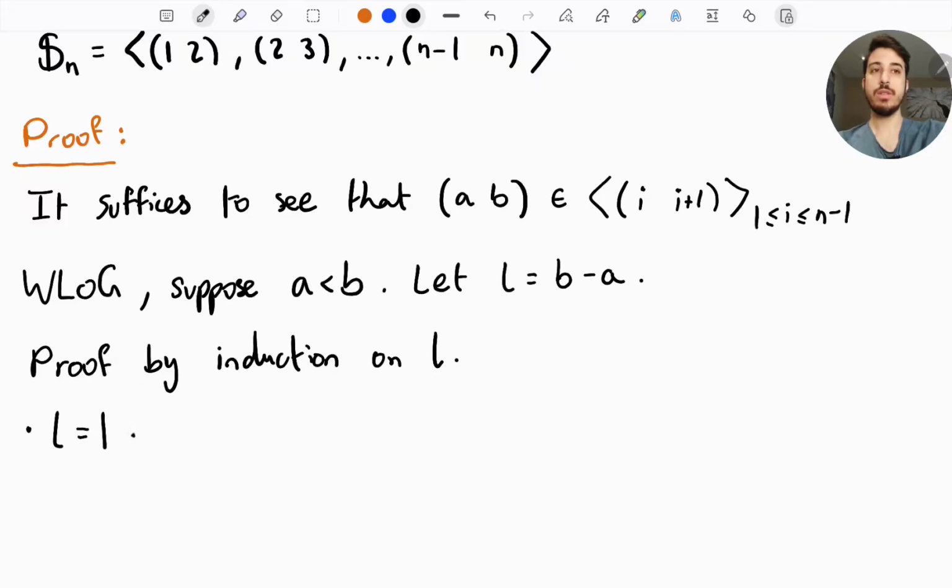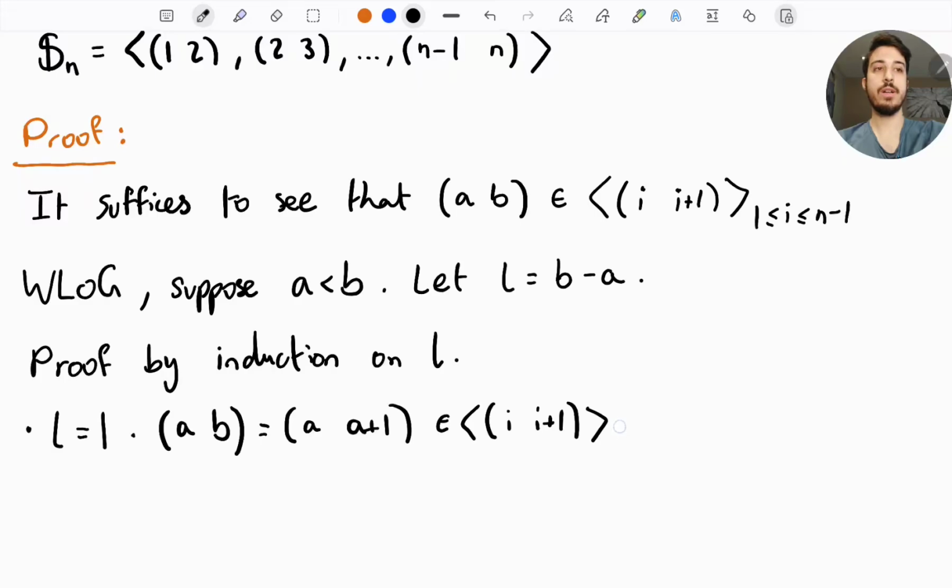If L is equal to 1, then B minus A is equal to 1, so B is equal to A plus 1. So we have that the transposition (A B) is just the transposition (A, A plus 1). In other words, this is a consecutive transposition. But if it's a consecutive transposition, then obviously it's inside the subgroup generated by, you guessed it, consecutive transpositions. So it's an element of (I, I plus 1) for all I between 1 and n minus 1. Okay, that is done. Excellent.